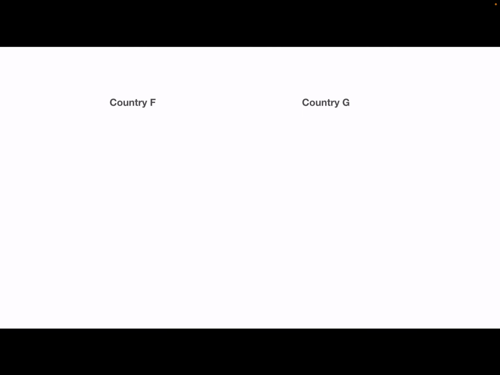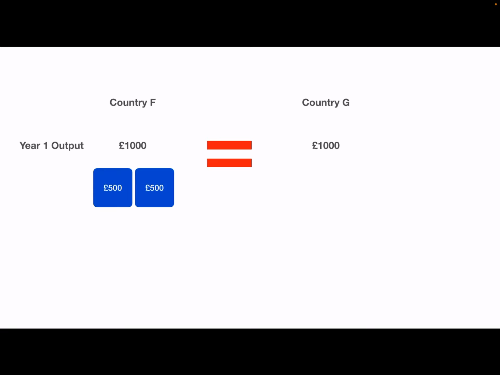Here's some data for country F and country G. In year 1, their economies have been the same size. They've both produced £1,000 of output. But the way they've done it has differed. In country F, they produced 2 £500 boxes. In country G, they've produced 1,000 £1 boxes.